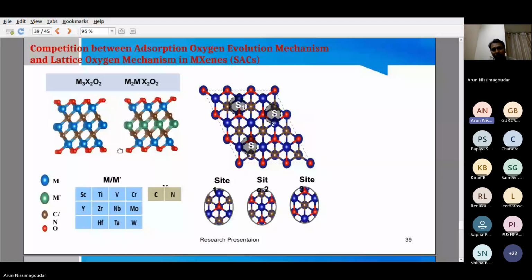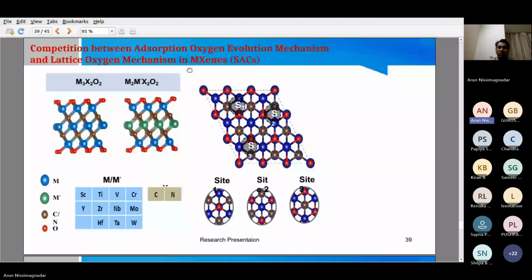much attention. This is a two-dimensional material, MXenes. So we modeled different types of MXenes, like three-layered MXenes with different combinations of metals, like scandium and transition metals. We combined all these types of MXenes, and we ended up with around 400 combinations. We considered all 400 MXenes, and then we tried to understand the lattice oxygen mechanism.